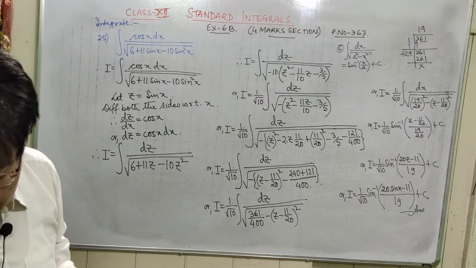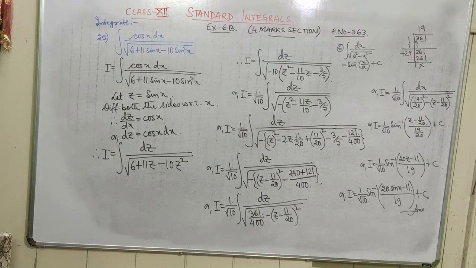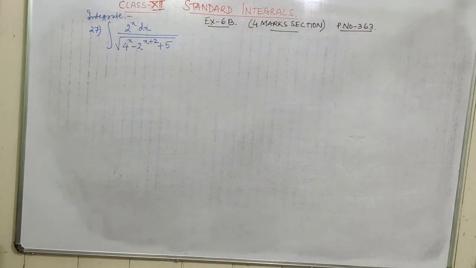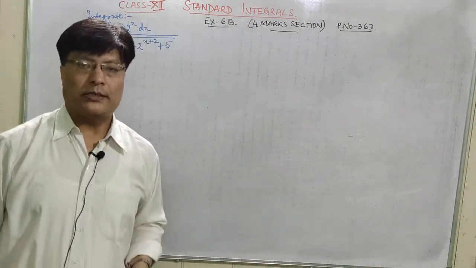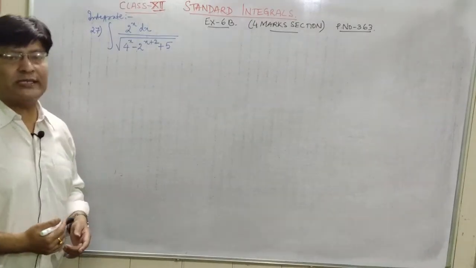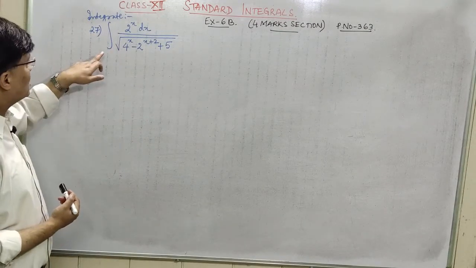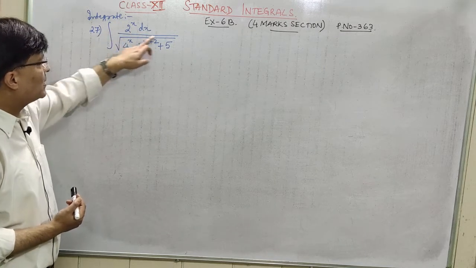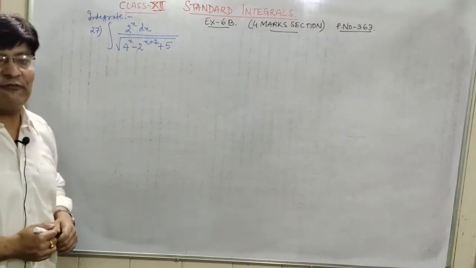Now we'll do the next question now. So now we'll do the next question, that is question number 27. You have to evaluate this integration. The question is integral of 2 to the power x dx divided by within square root 4 to the power x minus 2 to the power x plus 2 plus 5.